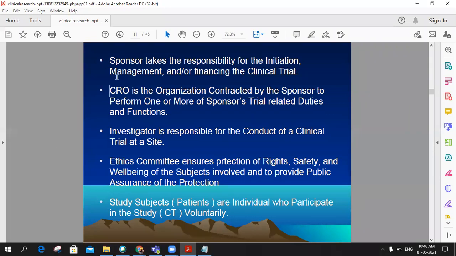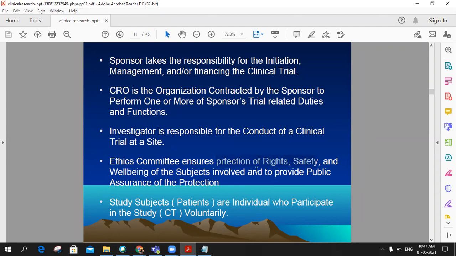So we were talking about the sponsors and the CROs, and then moving ahead with investigators. The investigator is responsible for the conduct of a clinical trial at the site. In our next session, we will get into the sponsor's roles and responsibilities, and the investigator's. But for now, please understand that the investigator is the doctor who is conducting the clinical trial at the trial site, and the trial site is the hospital. The ethics committee, as I mentioned, is a hospital authority that reviews and understands the protocol, and then gives approval to the investigators for conducting the trials.